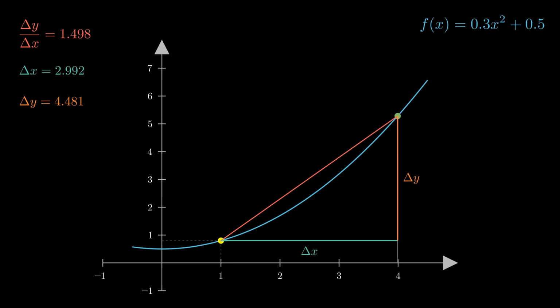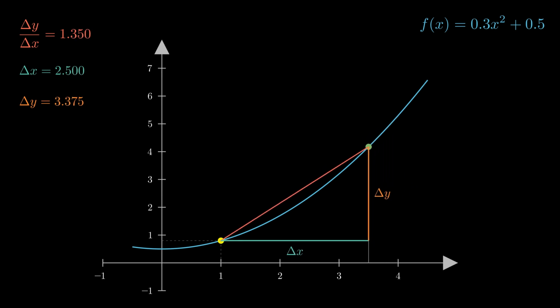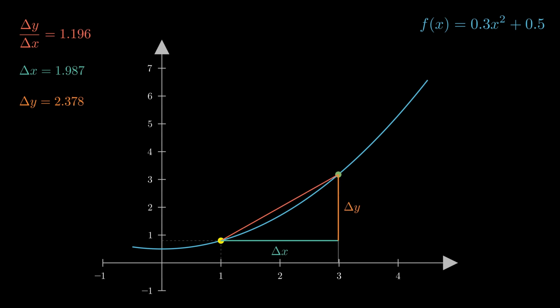Now, watch. I will move the green point closer to the yellow one. Pay attention to how the slope changes. Delta x gets smaller, and the slope changes as well. Even closer, the slope decreases. Now delta x is 1. Delta y is about 0.9. The slope is 0.9. We keep approaching. Delta x is now half. The slope is about 0.75.